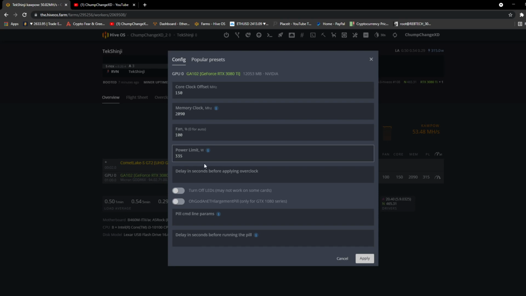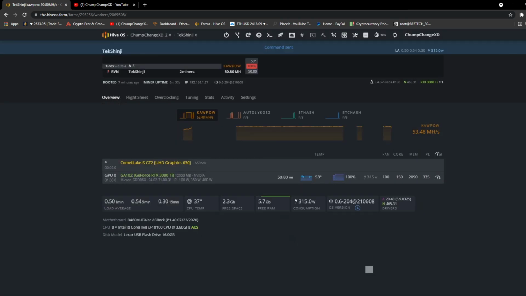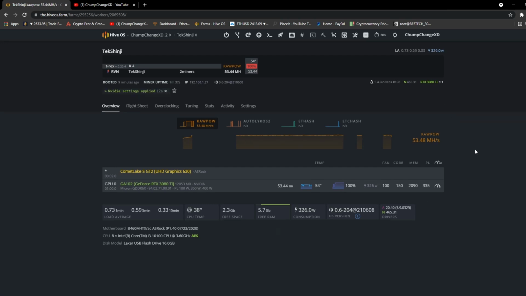So realistically, just to bump this up, all we're doing is changing the power limit to 335 because we choked it down to 315 to get some more efficient settings. So once we pump it up to 335, we were getting around 53 mega hash, 53 and a half to be precise. But let's give it a second, let this kick in, see what happens. All right, so there you have it, 53.44. It might go up a little bit. This is pulling 326 watts. Again, we have core at 150, memory at 2090, and the power limit's at 335. So this is pretty much as far as we could push it. It didn't really go over this.